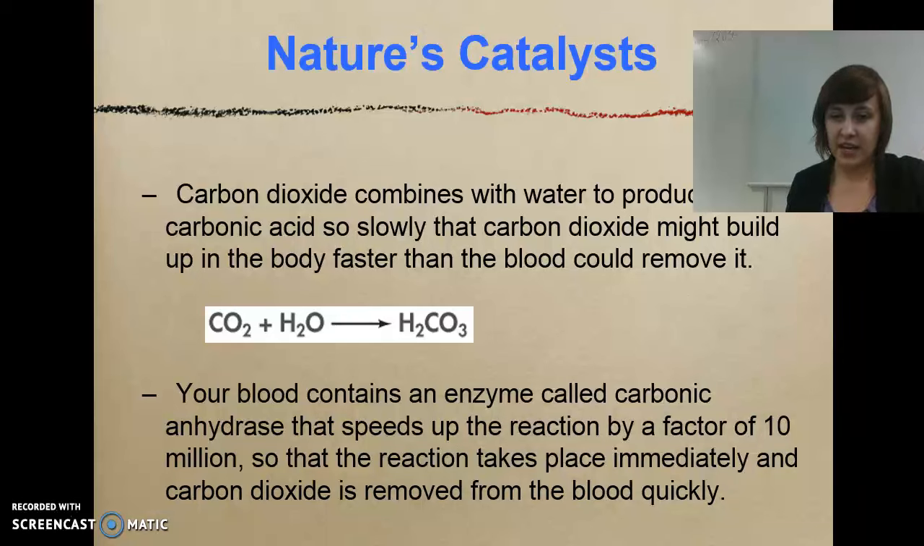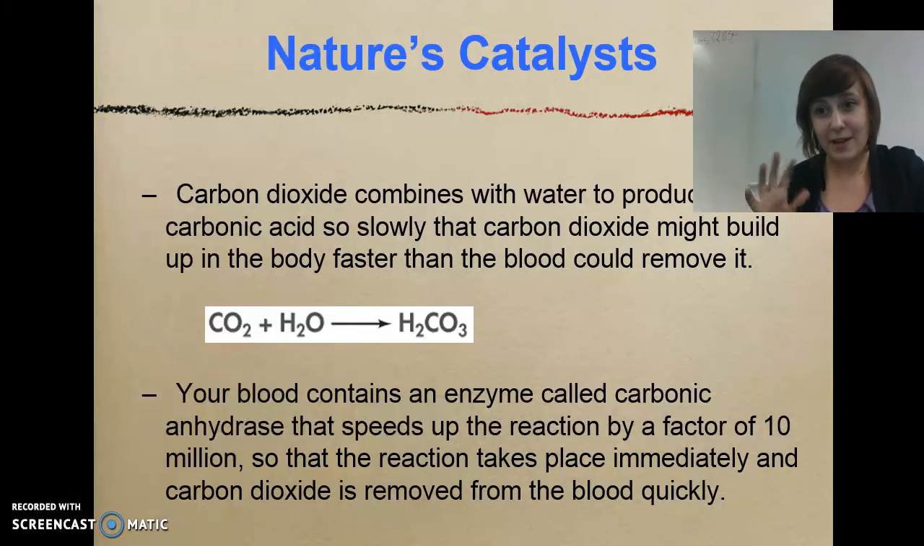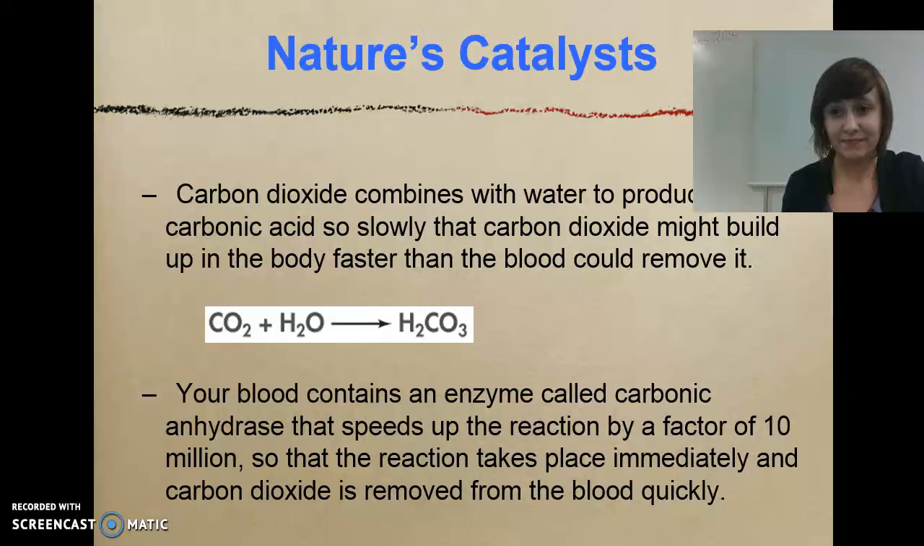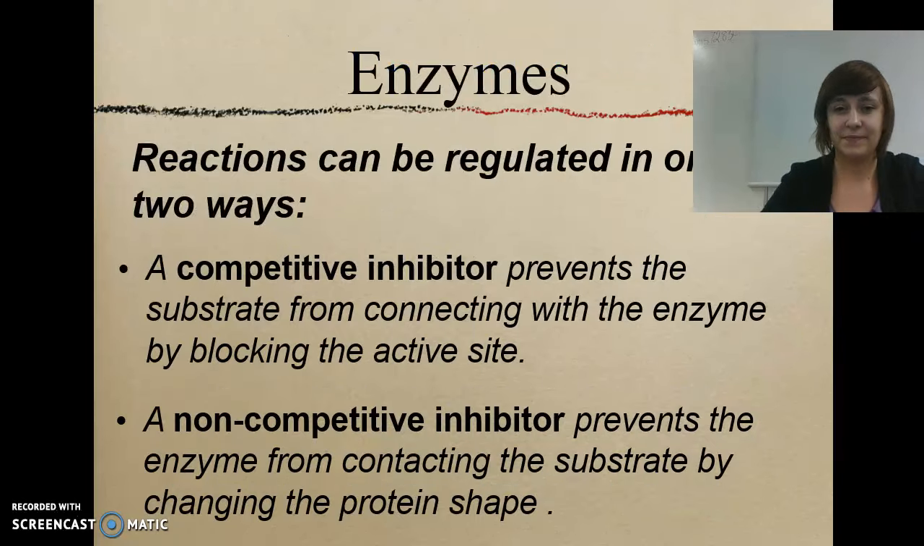So carbon dioxide combines with water to produce carbonic acid so slowly that carbon dioxide could actually build up and poison you. So not good, not where you want to be. Your blood contains an enzyme called carbonic anhydrase that speeds up this reaction by about 10 million times. So really, really much faster. It stops your blood from being poisoned. It's really important that you have it.